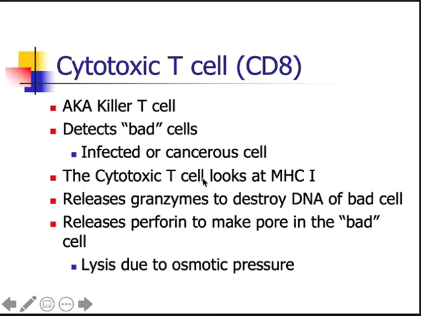The cytotoxic T cells are constantly checking receptors on all of the cells that they come in contact with, making sure that the MHC1 tag is correct, and anything that has a weird tag or a foreign tag will be destroyed. The cytotoxic T cell will release granzymes to destroy the DNA of the bad cell, and it'll also release perforin to make a pore and cause the bad cell to lyse open. This should sound familiar. We talked about a different type of cell that has a very similar function when we talked about the innate immune system. Make sure you don't confuse the two, so go back and review that. Maybe make a compare and contrast chart.